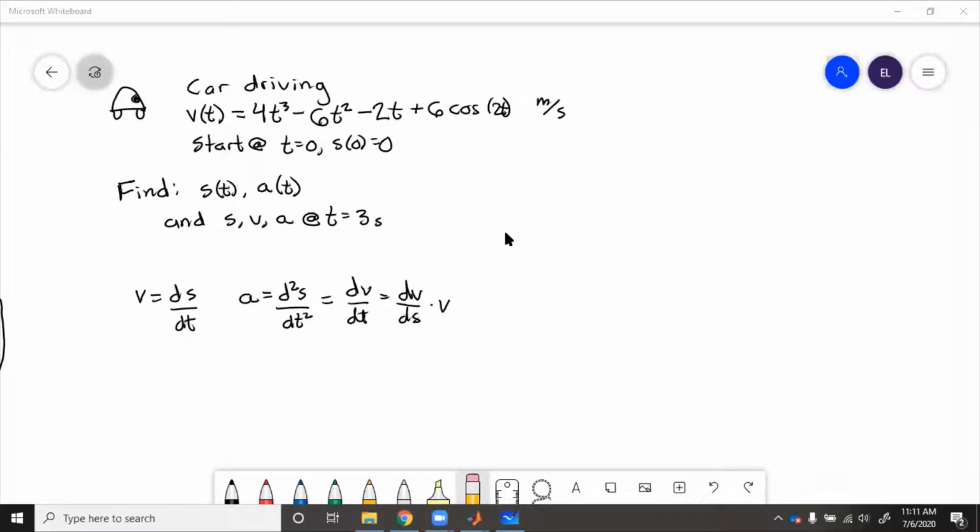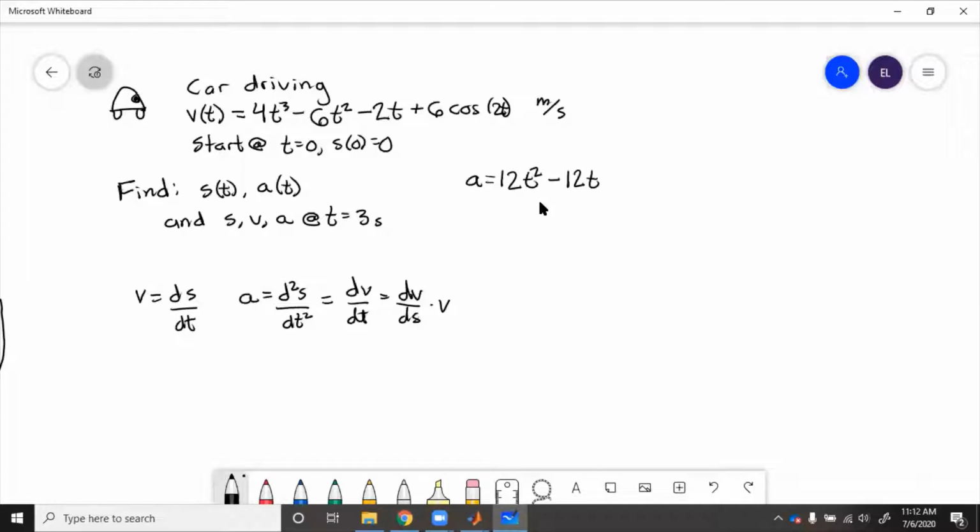Okay, so first we'll do acceleration. Since that's easier to take the derivative, we need a equals dv/dt. So we'll put that here. We know a equals the derivative of this, which would be 12t squared minus the 2 times 6, which is also 12t.